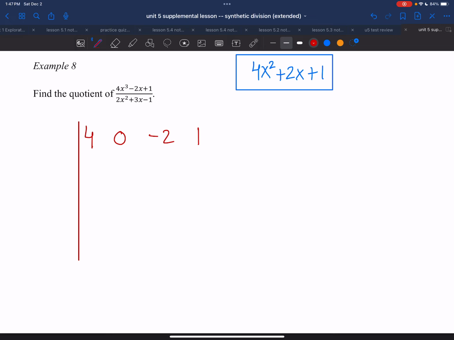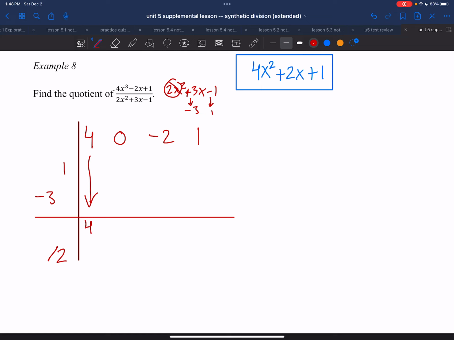Draw this bar like so. If you look at 2x squared plus 3x minus 1, we ignore this, flip the signs, negative 3, positive 1. And that's it. So negative 3, positive 1. But the lead coefficient is 2. We're going to divide by 2. Drop the 4. 4 cut in half is 2. 2 times negative 3 is negative 6. 2 times 1 is 2. Add. Negative 6. Cutting that in half is negative 3.